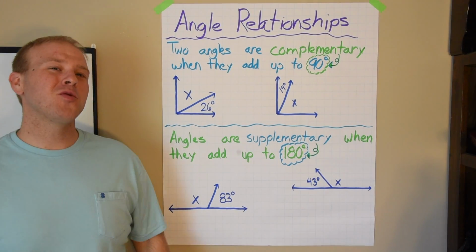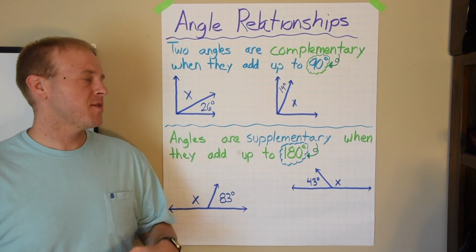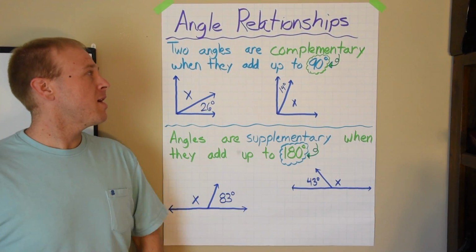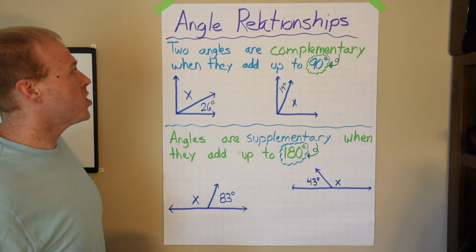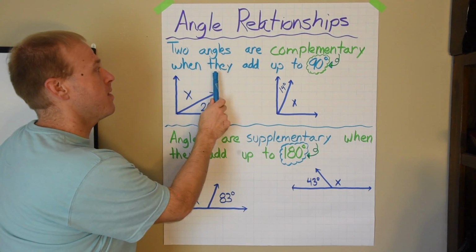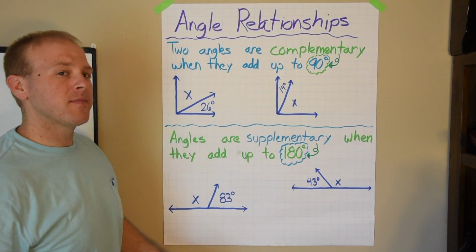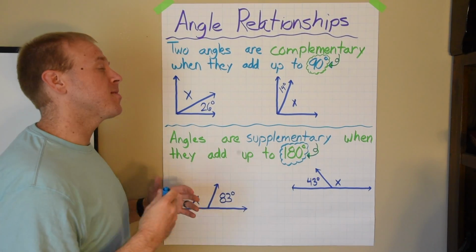So let's talk about angle relationships. So we have two different relationships we're going to talk about first. Okay, so we have complementary angles and supplementary angles. So let's look at these. So complementary angles. Two angles are complementary if, or when, they add up to 90 degrees. Okay, so that means for two angles to be considered complementary, they've got to add up to 90.